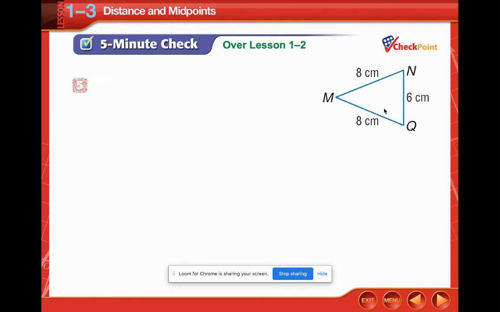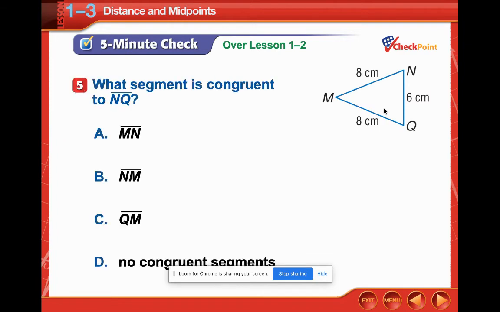What segment is congruent to NQ? Wow, this is a super similar question. I wonder what you should do. Why don't you take a few seconds to think about it, see if you can come up with the correct answer.